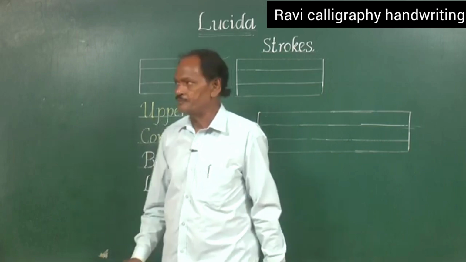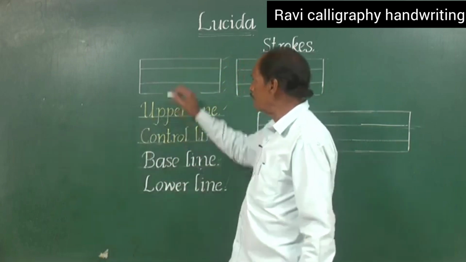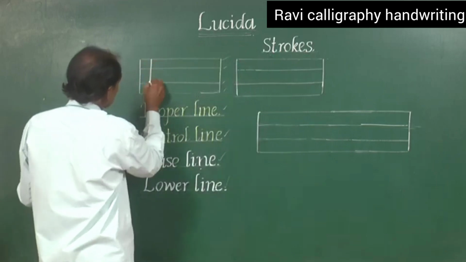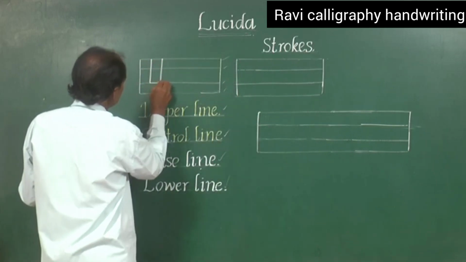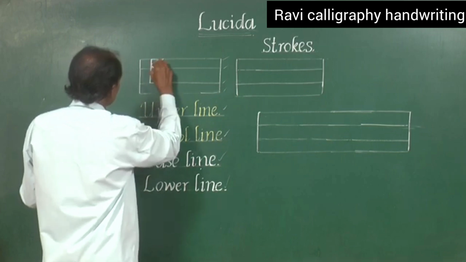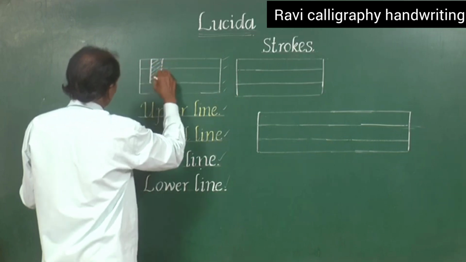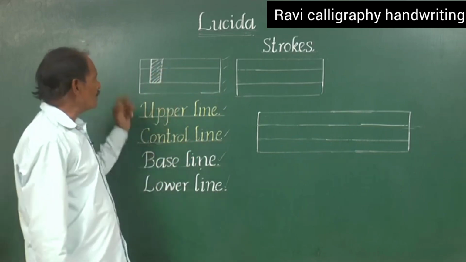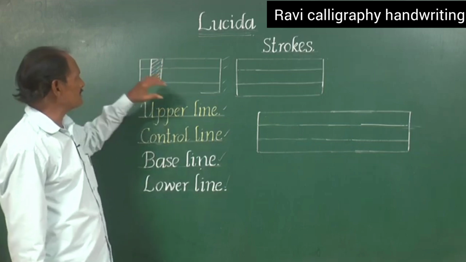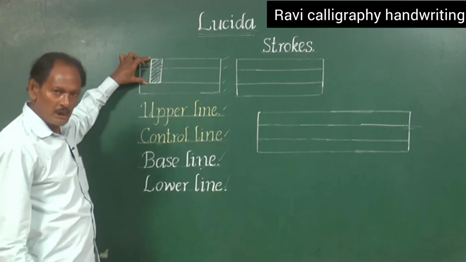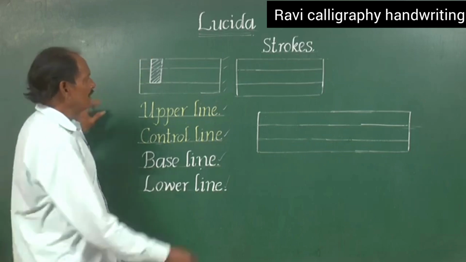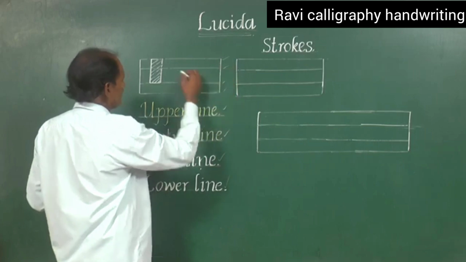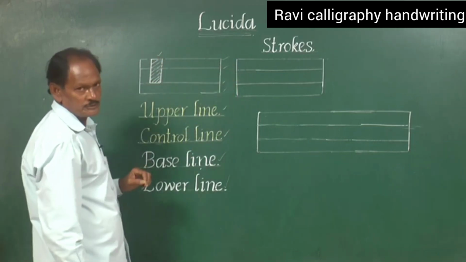What is the upper zone? Upper zone means the letters which are written among the first 3 lines are known as the upper zone letters, because this space is laid in the upper part of this 4 lines pattern. That is why this zone is known as the upper zone.